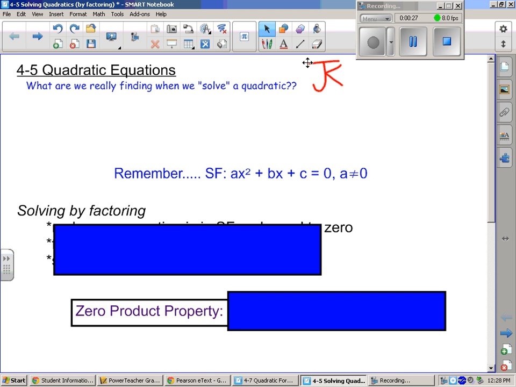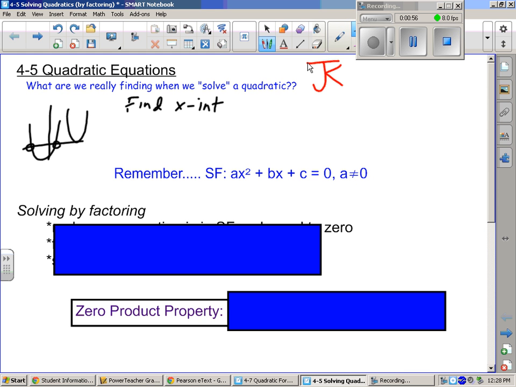Okay, quadratic equations. What are we really finding when we're solving a quadratic? Remember, quadratics are like parabolas, and what we're solving is the x-intercepts. You find the x-intercepts. Sometimes there's two, sometimes there might only be one if you only hit it once. And sometimes there aren't any, but technically there are. And we will talk about that later in the chapter.